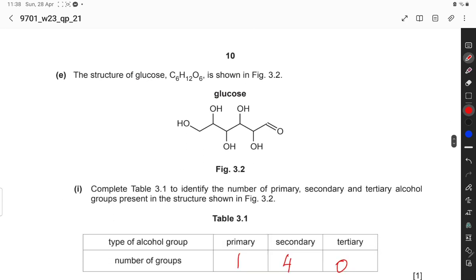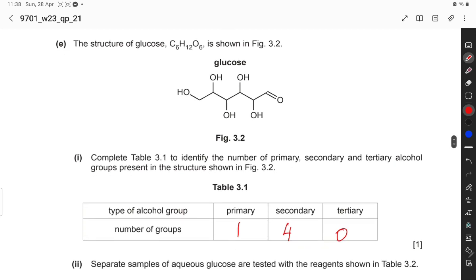Next question, E. The structure of glucose is shown in the figure. This is the skeletal structure of glucose. Complete the table to identify the number of primary, secondary and tertiary alcohol groups present in the structure shown in figure 3.2. You know that this is the primary alcohol. This is primary alcohol because the CH2 has 2 hydrogens attached to the carbon which is directly attached to the alcohol group. So this is primary alcohol.